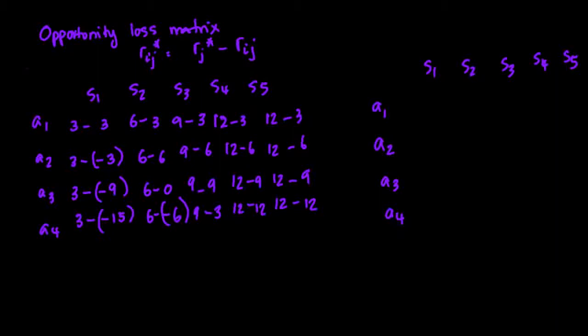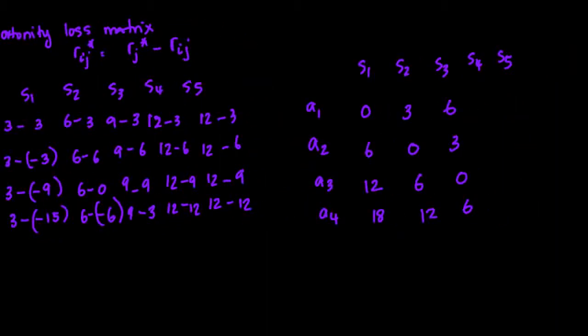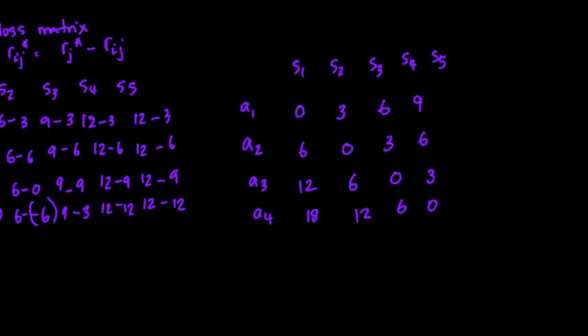So 3 minus 3, the opportunity loss matrix is 0. 3 minus of minus 3 is 6, and that's 12, and that's 18. And 6 minus 3 is 3, 0, 6, and 12. 6, 3, 0, 6. 9, 6, 3, 0. So now that is my opportunity loss matrix.